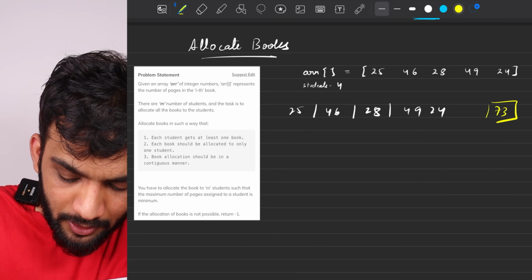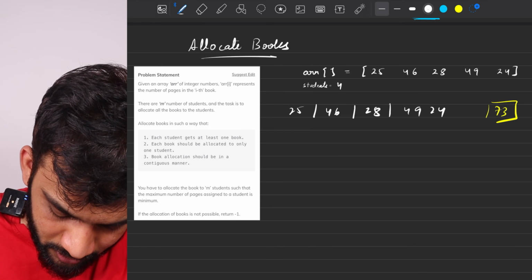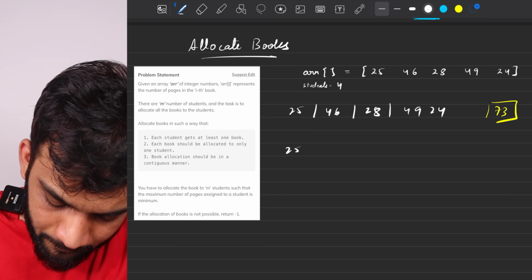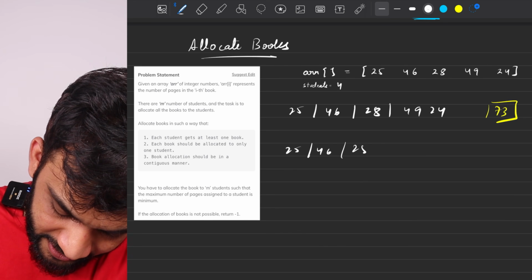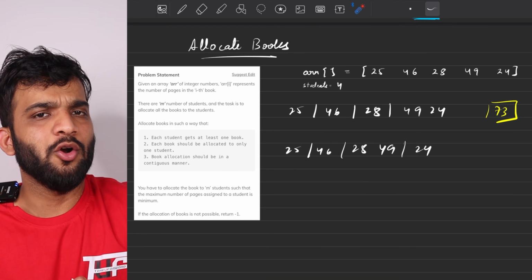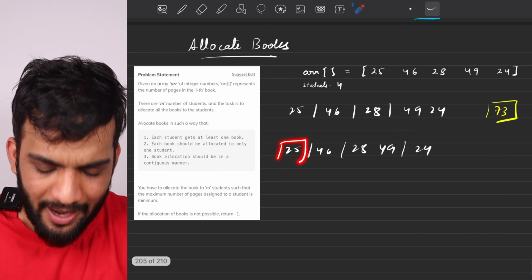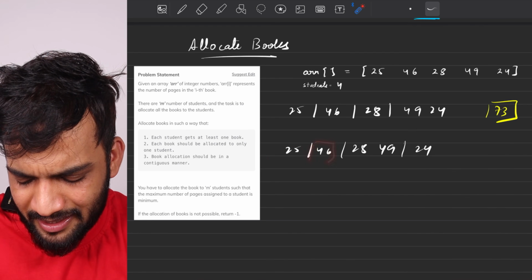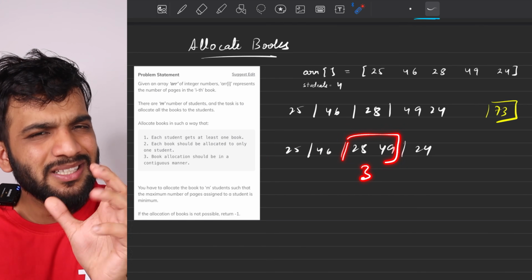Right? Let's try out some other possible orders. 25 to student 1, 46, 28, 49 to student 3 and then 24. Can I allocate in this possible order? I can. Student 1 will have 25, student 2 will have 46. Can I say over here, student 3 has the maximum?